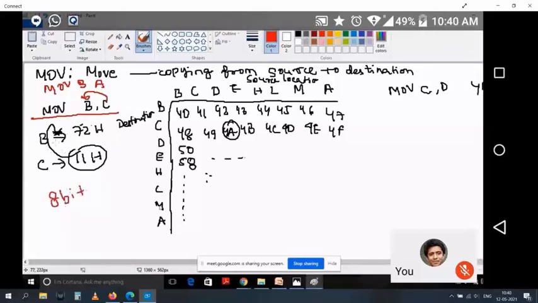So if B had 72H and C had 11H, these were the two values in register B and register C. Now you have given this instruction, move the contents of C into B. So 11H will go to B. Where 72H will go, we don't know. It will get erased if you have not moved 72H somewhere else before.